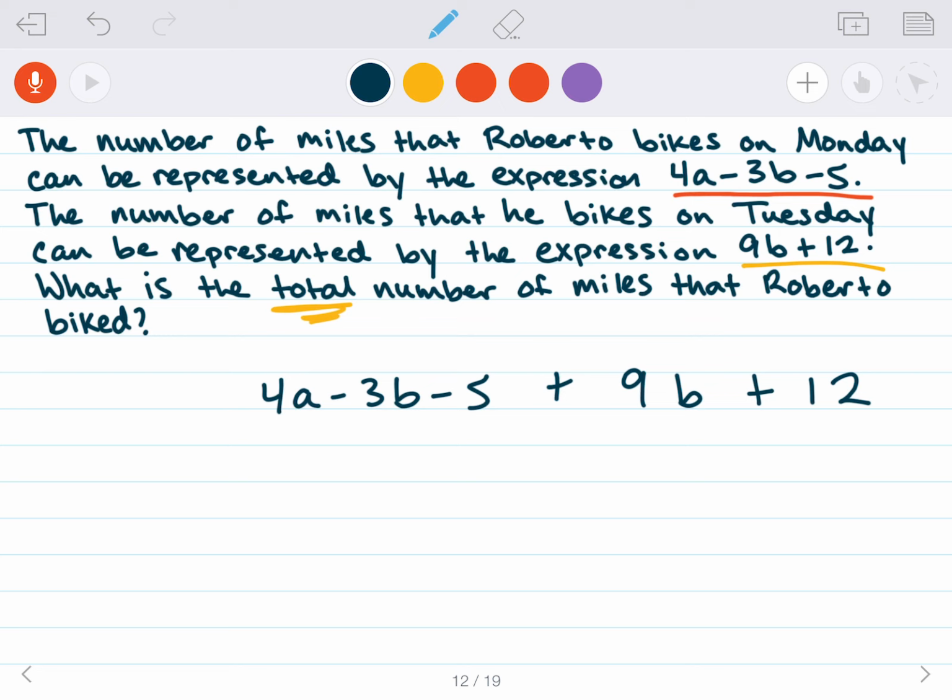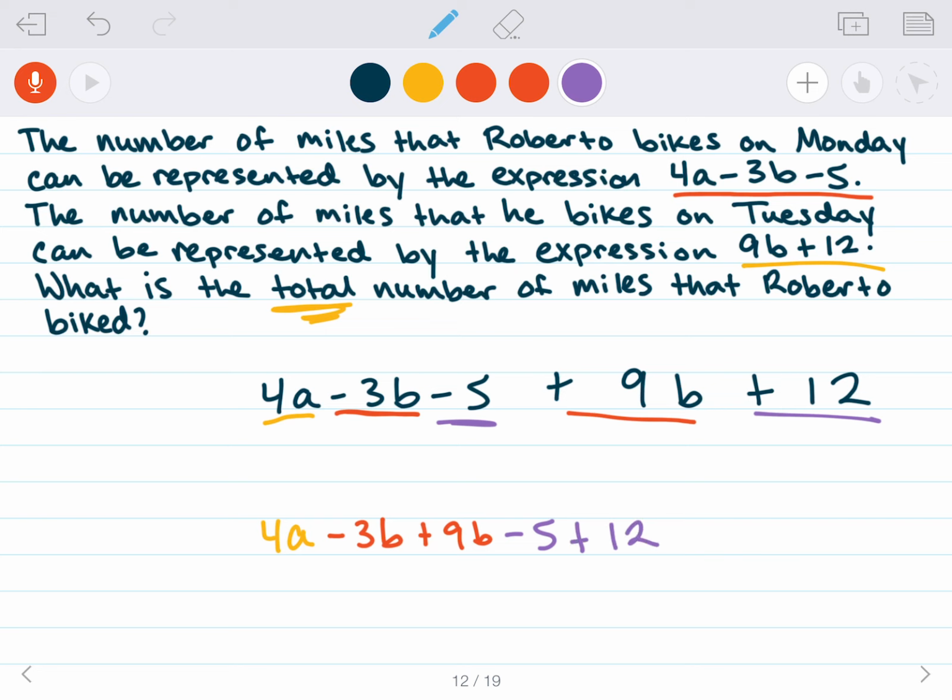Okay, so I have some like terms that I can combine. So I have some b's. I have a negative 3b and a positive 9b, and I have some constant numbers. I have a negative 5 and a positive 12. So the 4a doesn't have a partner, so it can just come down. And you can rewrite it if you want. Yeah, I guess we can rewrite it just to be consistent. So we have 4a minus 3b plus 9b minus 5 plus 12.